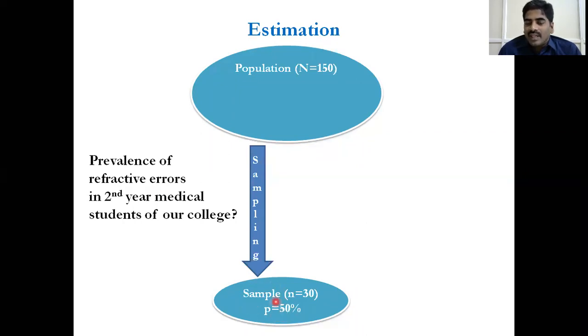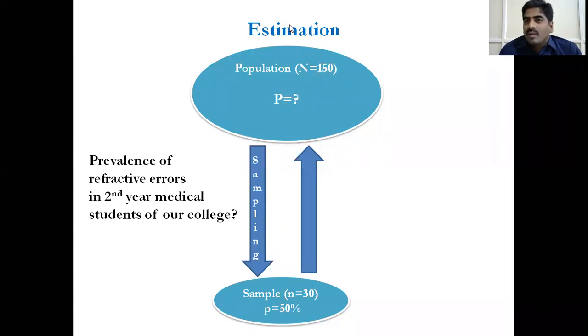But we are giving statistics for the sample, and we have to give results to the population. That is our main intention. See, what is the title here? Prevalence of refractive errors in second year medical students of our college. So you have to calculate capital P value. That means population parameter, that is population prevalence. So for 30 samples, the prevalence is 50%. For 150 population, what is the prevalence?